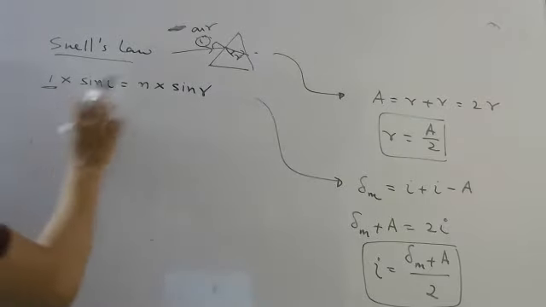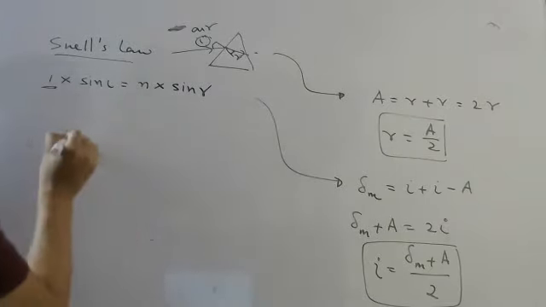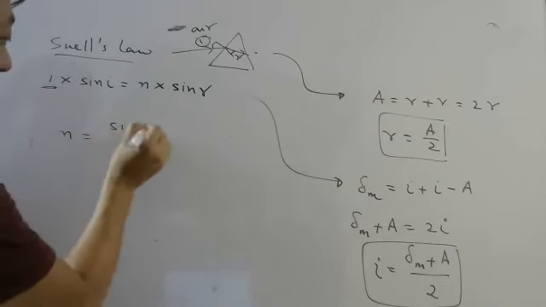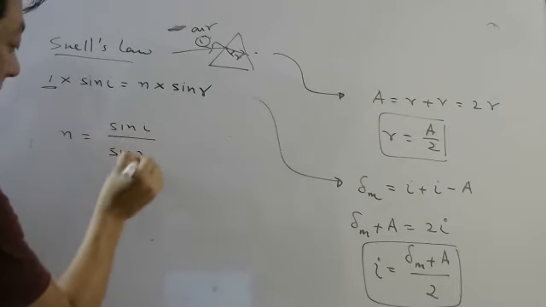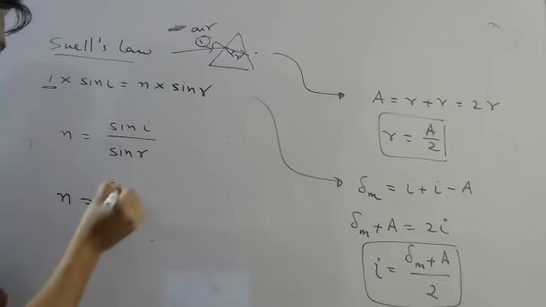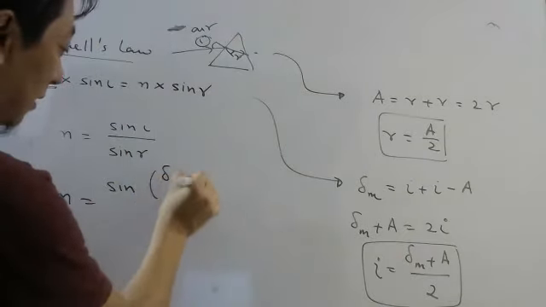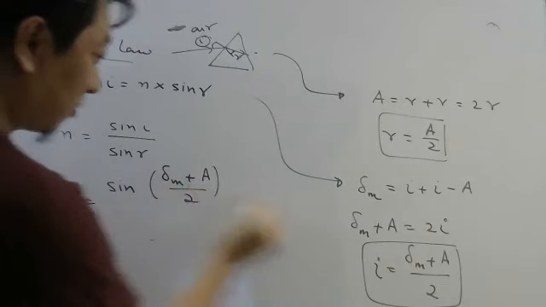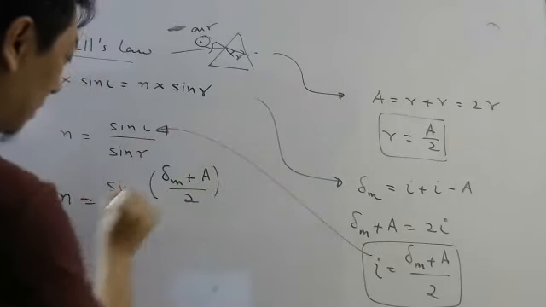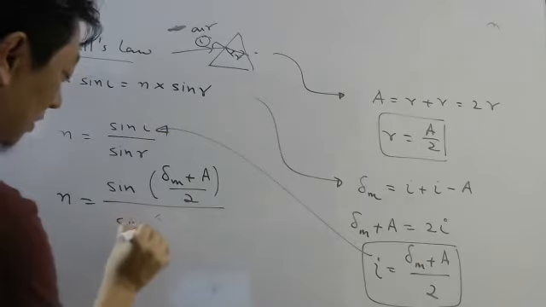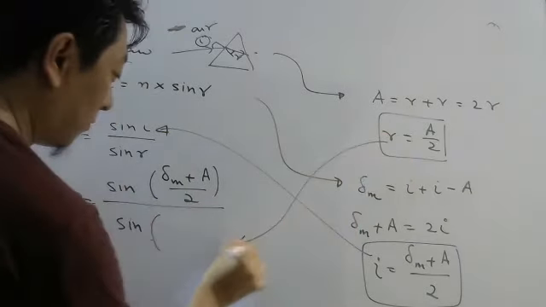So 1 sin i is equal to n sin r. So n will be sin i divided by sin r. And i is what? (Minimum deviation plus A) divided by 2 from here. And r is how much? A by 2 from here.